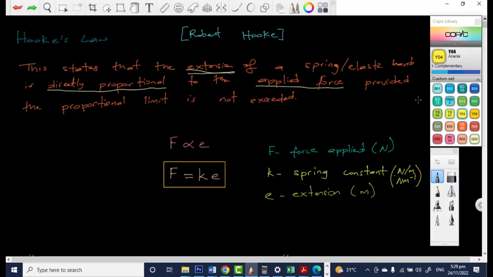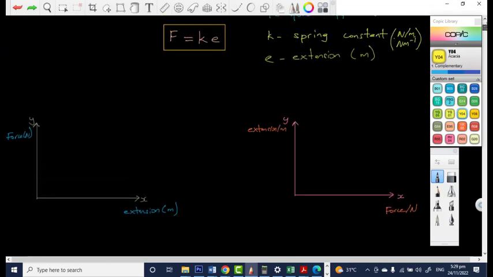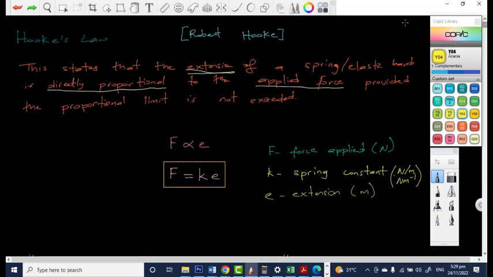And we can show that now on our graph. Since we say extension is directly proportional to the applied force, Sharon, once we say something is directly proportional to something and we plot a graph, how would that graph look? Could you describe that graph for me?